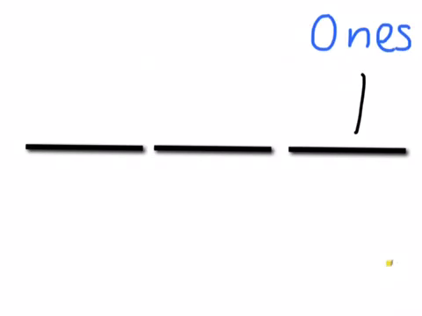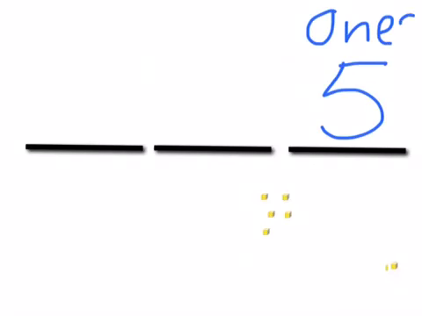Let's add some more counters though. 1, 2, 3, 4, 5. Now I have 5 counters. I would write that a little bit differently. Okay. We would write it as a digit 5. Now it's still in the ones column, so its value is just 5.